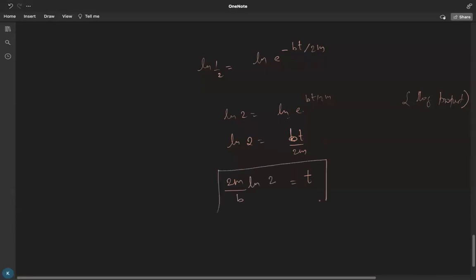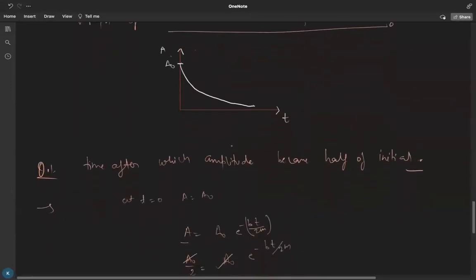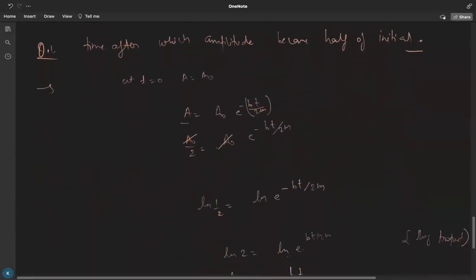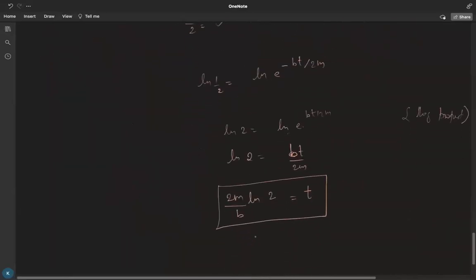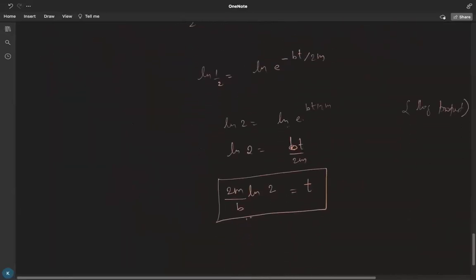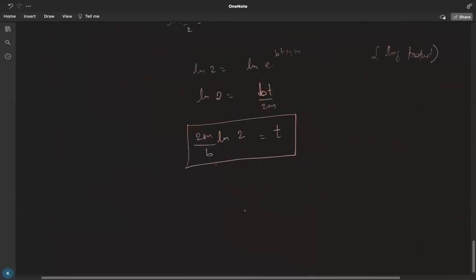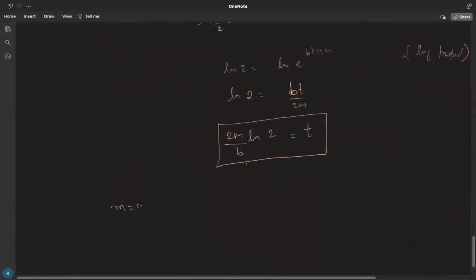So after such time our amplitude is actually half of the initial, right? You have to keep this in mind: after how much time our amplitude becomes half of the initial. It is 2m by b ln of 2. And in the question, you have the mass and the damping constant given, right? So you can easily calculate. Like if I tell you to take the mass equal to 10 gram and b equal to 5 in SI units, you are able to calculate the value of time.